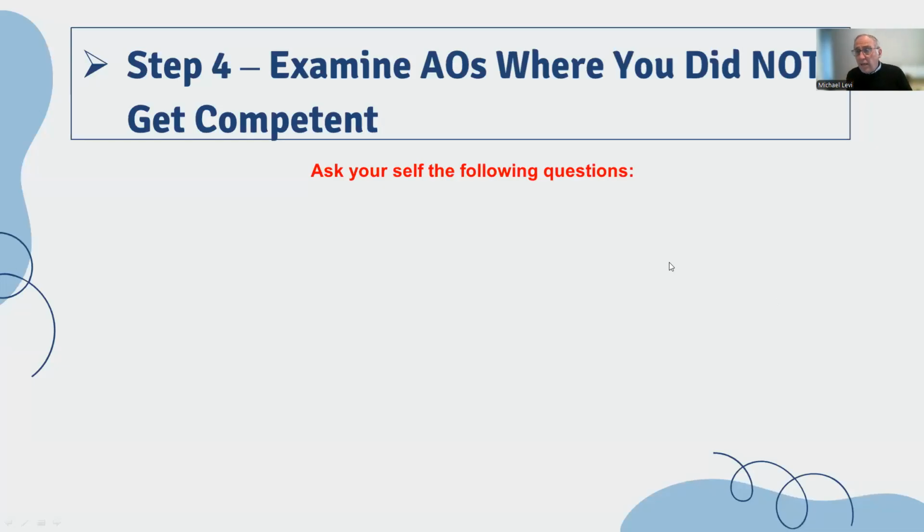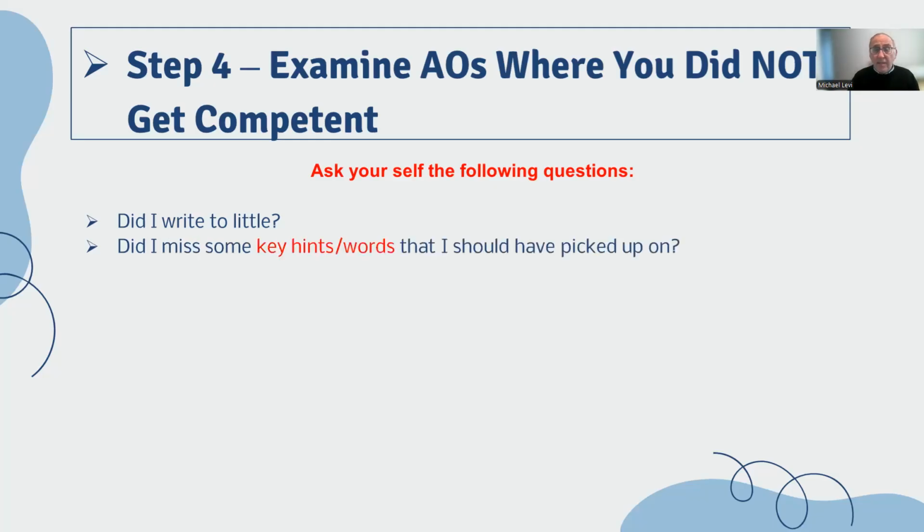Step 4 is examining the AOs where you got something less than competent. And you want to ask yourself the following questions. Did I write too little? Again, just as you don't want to write too much and go overboard, obviously you don't want to write too little either, right? If you write too little, you just won't get down enough content to hit enough points in the guide to get competent. Did I miss some key hints or words I should have picked up on?